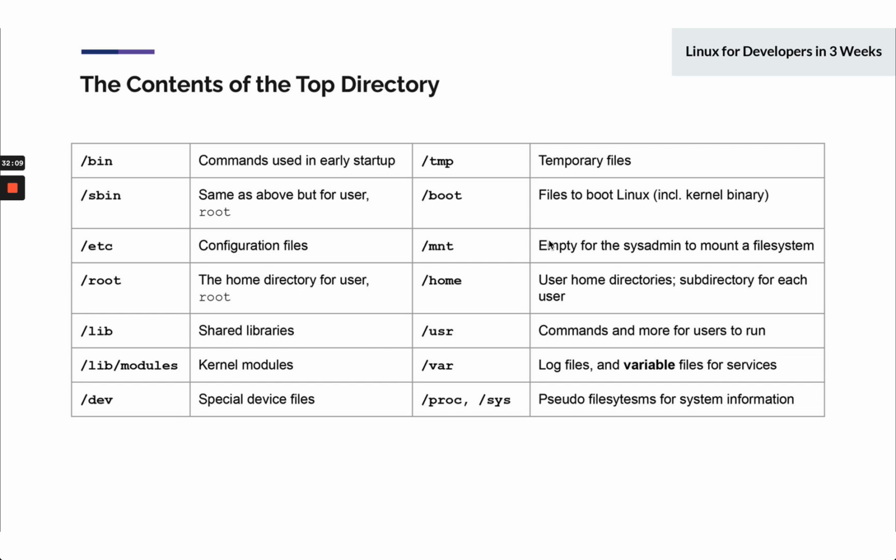/mnt is just an empty directory for the sysadmin to mount a file system. So that way you don't have to worry about overwriting stuff, and it just already exists there.